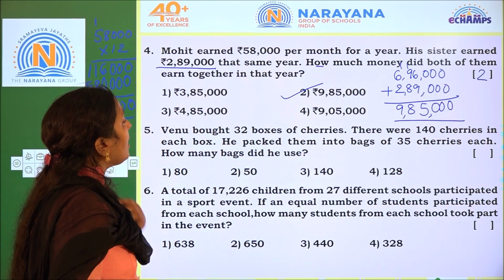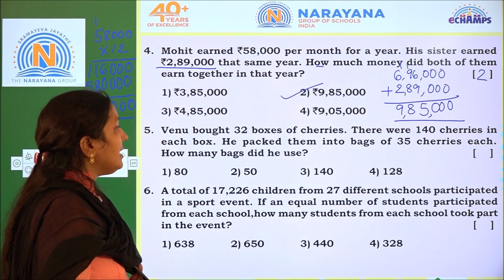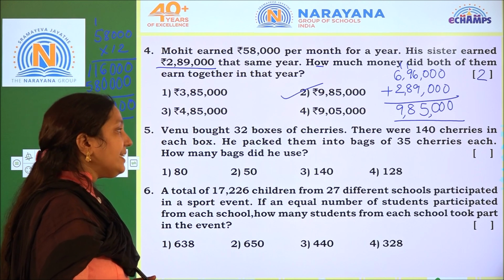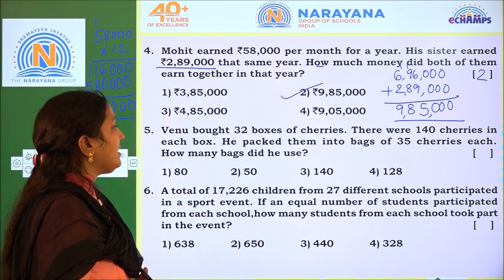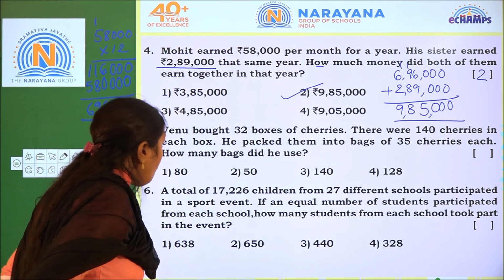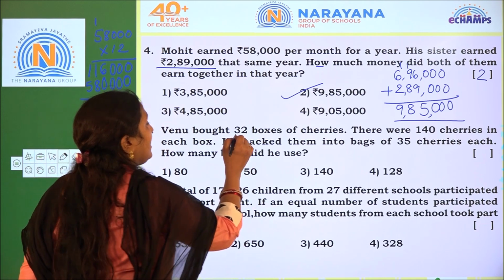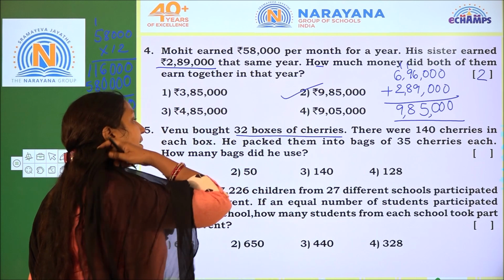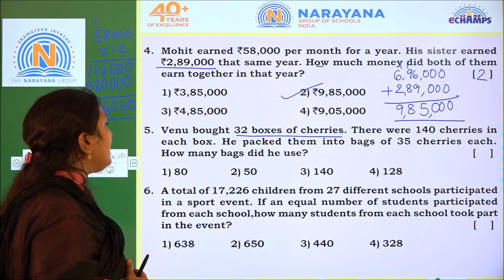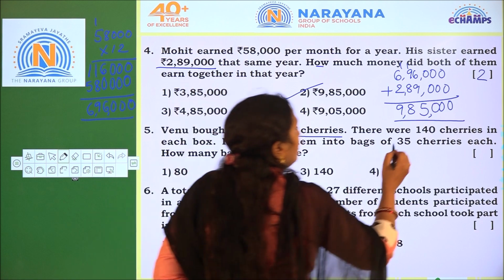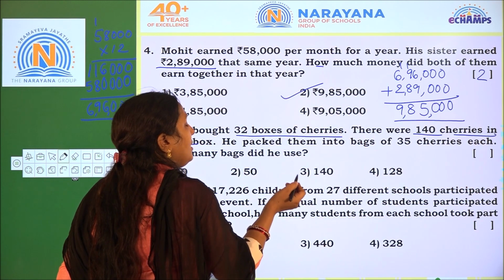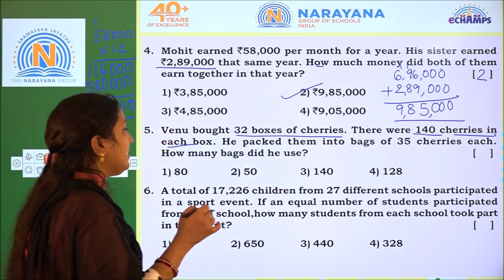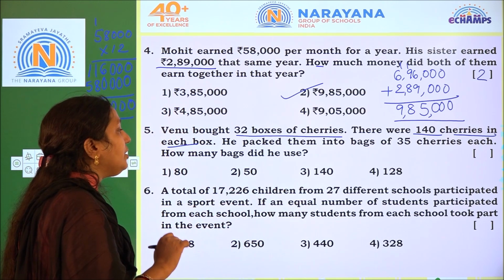Next one. Venu bought 32 boxes of cherries. There were 140 cherries in each box. He packed them into bags of 35 cherries each. How many bags did he use? See, what is the given information? Venu bought 32 boxes of cherries. There were 140 cherries in each box. He packed them into bags of 35 cherries each. How many bags did he use?